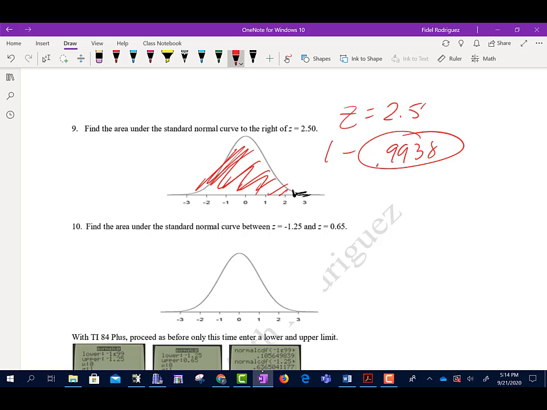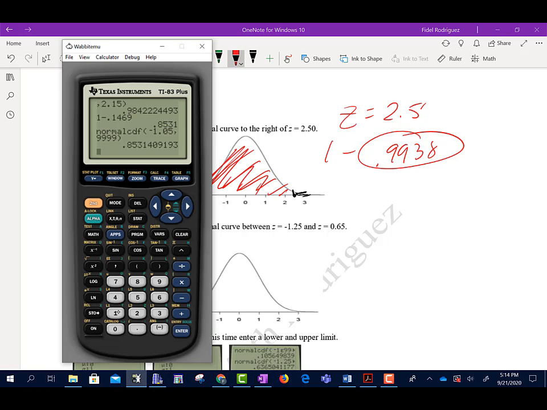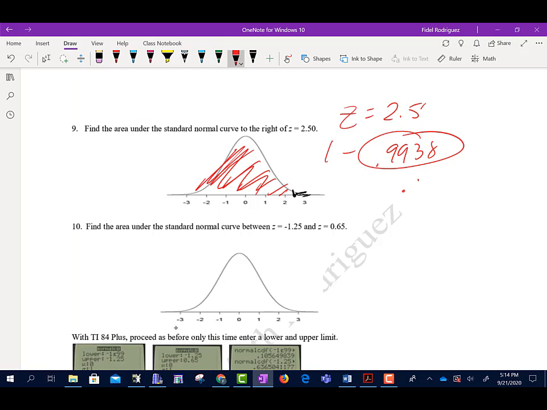0.9938. Okay. So I take my calculator, 1 minus 0.9938 equals 0.0062. Okay. If I was going to do this again on my calculator, notice how I do it.